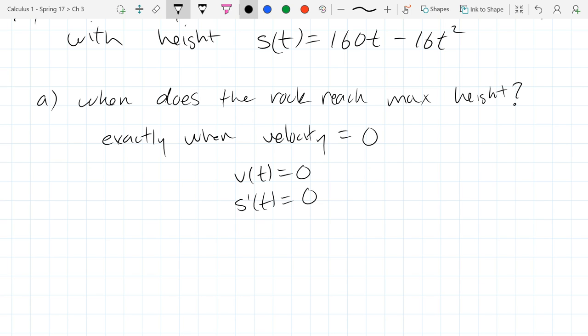Take the derivative. You just have a little power rule going on. It's not a tough derivative. And it should be very easy to solve for t.